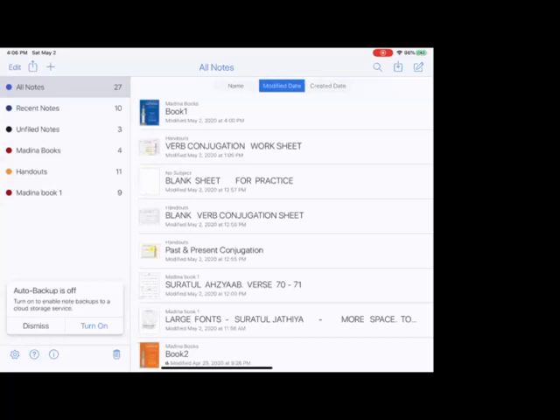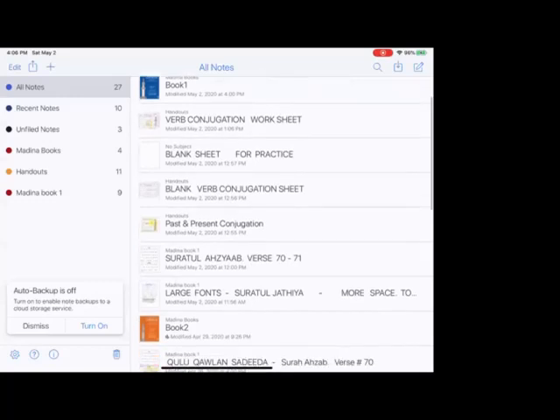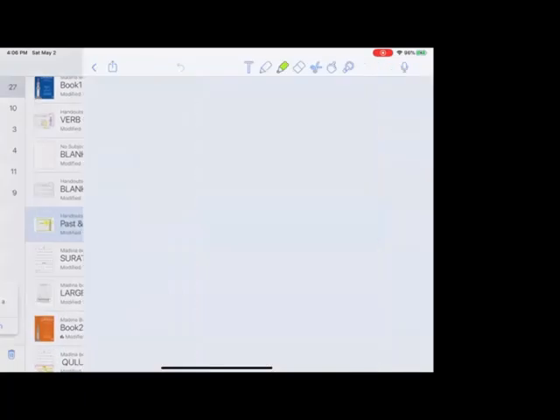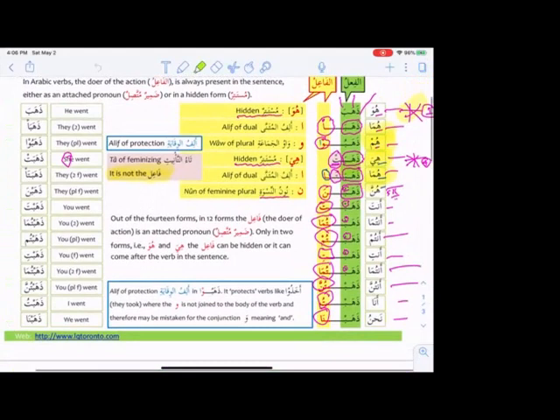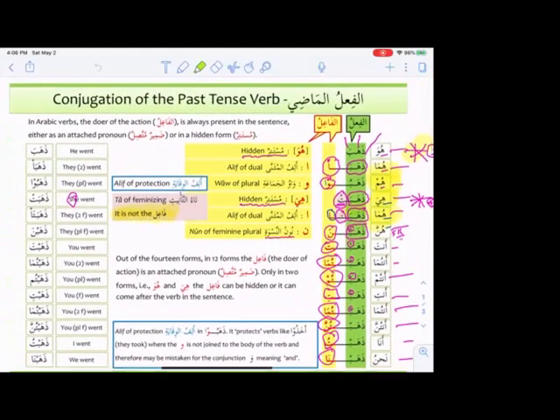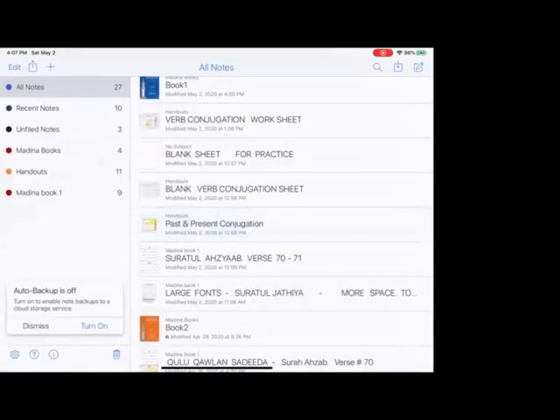Now remember, I'm going back to here. I'm going bit by bit to everything. This, my brothers and sisters, conjugation of past tense, you must read each and everything. I'm not going to read it, but you must read each and everything, and inshallah, you will understand. Next one, my brothers and sisters.